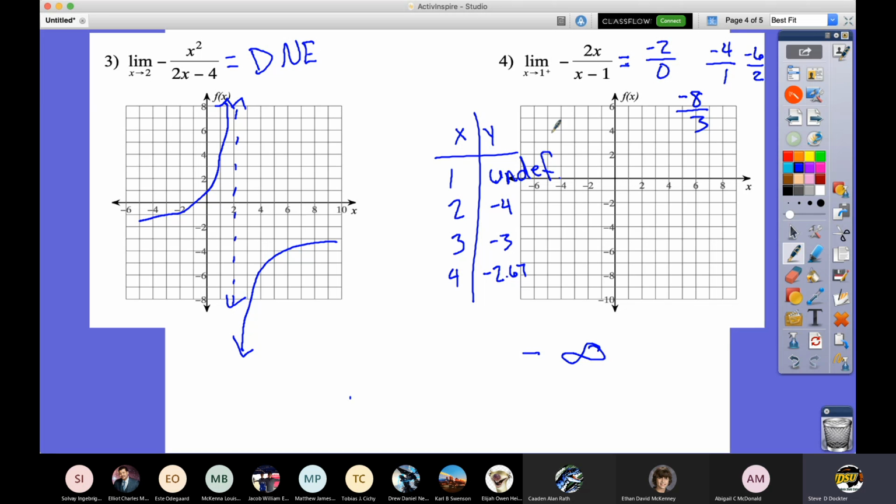All right, and once again, the reason that we know that it's going to either be positive infinity or negative infinity, we have an x on top, x on bottom, and we've got a 0 on the bottom here, we couldn't factor anything out. At 1, it's going to be an asymptote. All right, any questions with number 4 there?